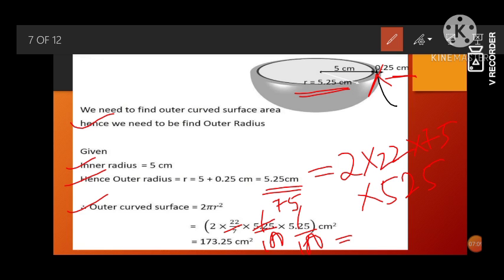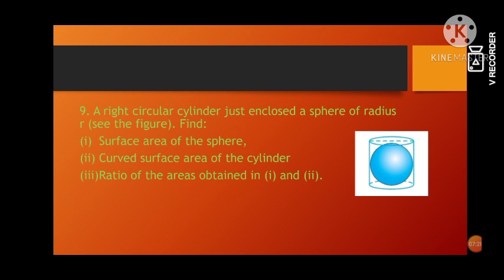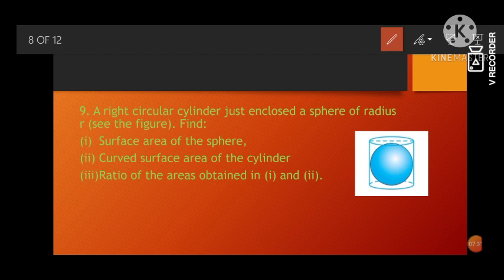The answer will be, and then divided by 10,000. So the answer will be 173.25 centimeters square. So this will be our outer curved surface area of a hemispherical bowl. Next, question number 9. And the last sum of this chapter is 9.